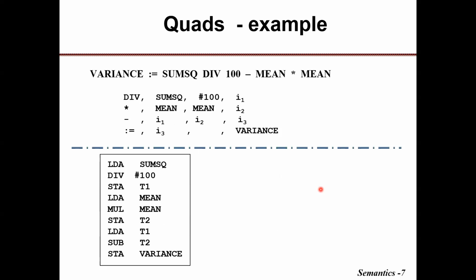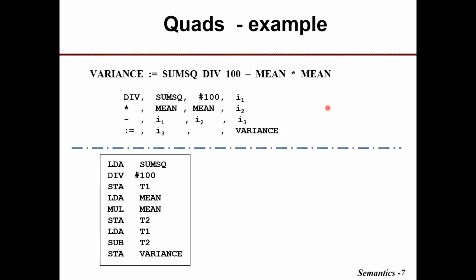Okay, so let's take a look at another example then. In this case, we have the variable or symbol variance. We're going to set it to the value of sum square divided by 100, and we're going to subtract mean times mean from that.